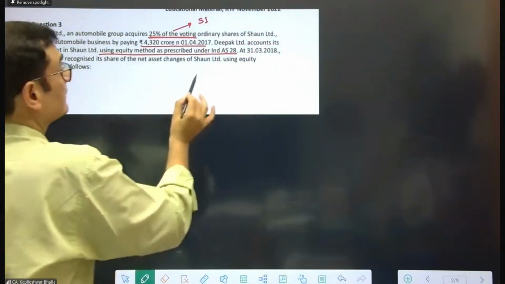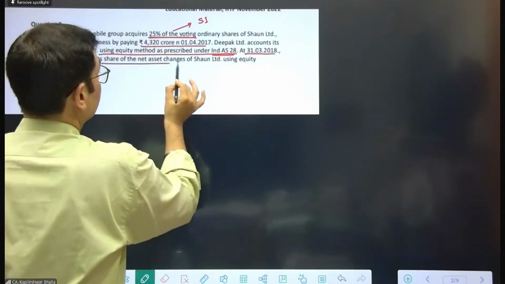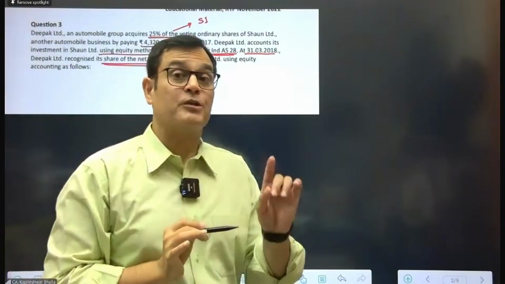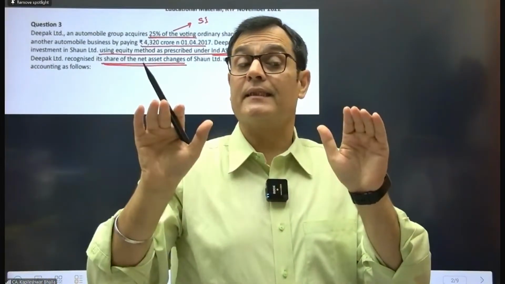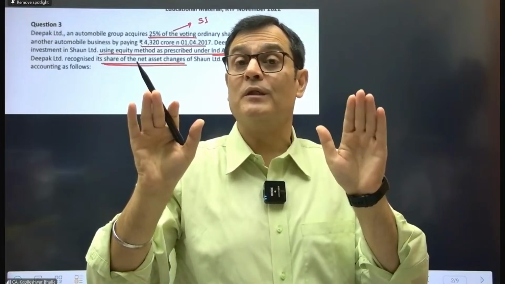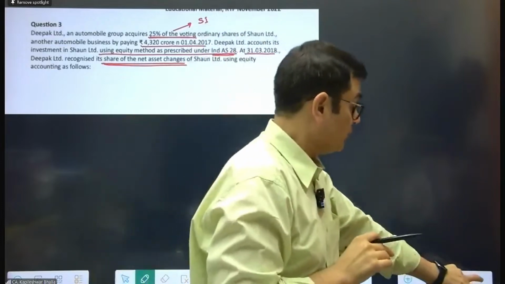Since it is a significant influence, it goes without saying that the company is doing a consolidation as per the equity method. Then he says on 31st March 18, the end of the year, Deepak recognized the share of net asset changes of Sean using equity accounting as under. So he's giving you the history in terms of the accounting as per the equity method, Ind AS 28. As I said, investment debit, P&L credit, investment debit, OCI credit. So he's giving you the corresponding inputs on that.